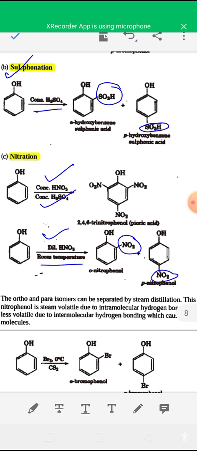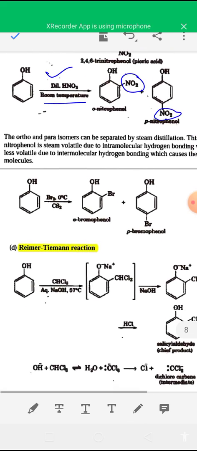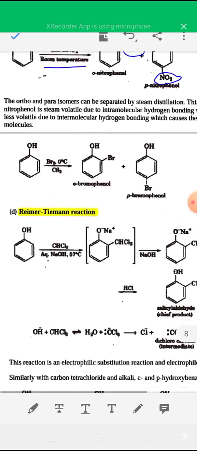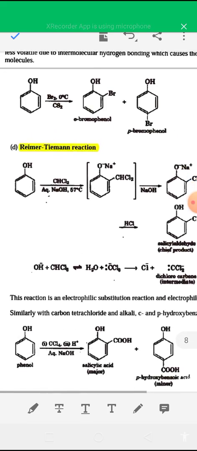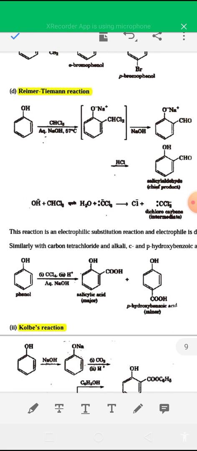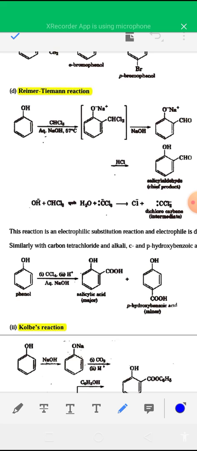Okay, next reaction, the reaction of phenol with bromine water I have told, and the reaction of phenol with bromine in presence of carbon disulfide. And the next reaction is the Reimer-Tiemann reaction, a very important reaction of alcohols, phenols.